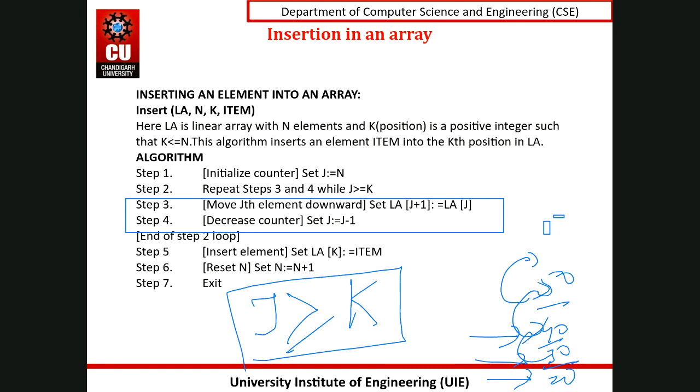Okay, and once it is done, after you are out of the loop, the kth position is empty. Now you can insert the item by doing item goes to LA of k, and now the number of elements in the array have been increased by 1, and then your algorithm would stop.